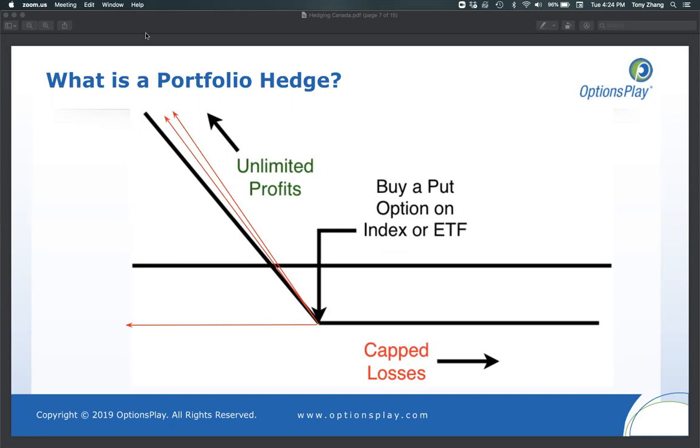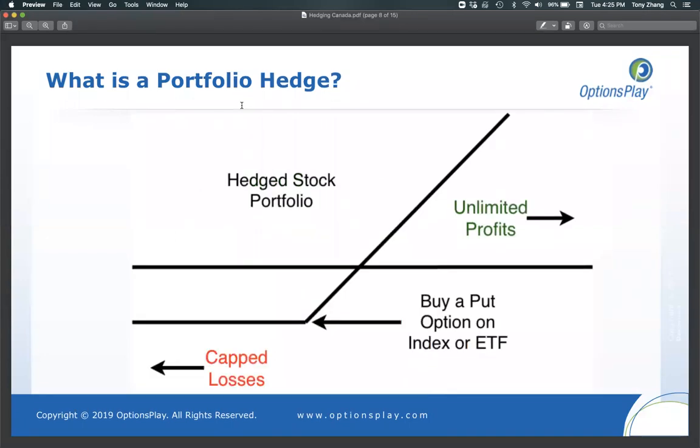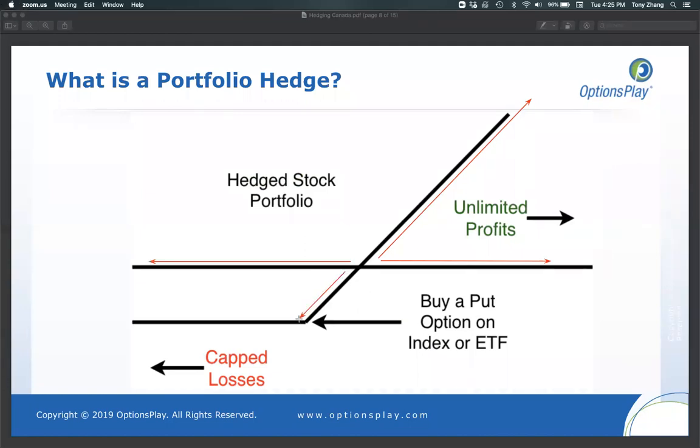So when you combine the put option with your portfolio, what you end up with is what we call a hedged stock portfolio. We call it that because as stocks continue to rise, your portfolio will still continue to rise and you have unlimited profits to the upside. But as stocks decline in value, you will only have limited losses to a certain degree, at which point you will effectively have capped losses. So the gains that you have in your put option will offset the losses that you have in your portfolio.